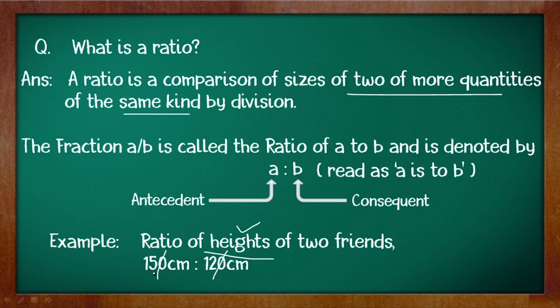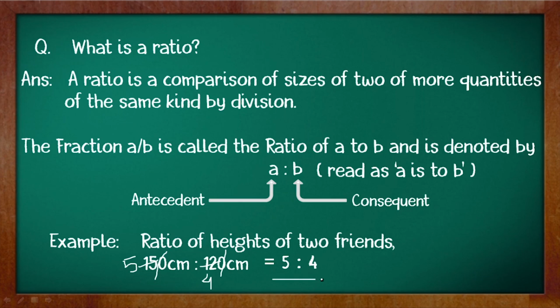So whenever you see a fraction like 150 by 120, what do we do? We cancel it, right? So here also we do the cancellation, 120 and 150. We cancel the 0 first. Then 5 threes are 15 and 4 threes are 12. So this will give us the ratio 5:4. So this is the ratio of heights of two friends.